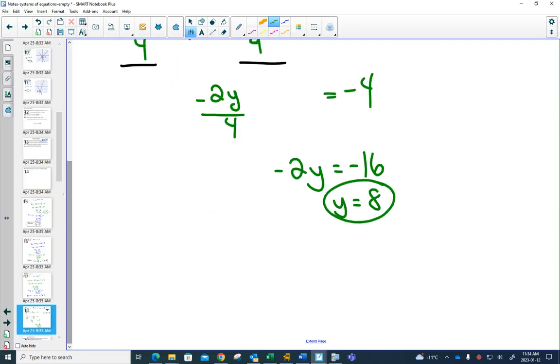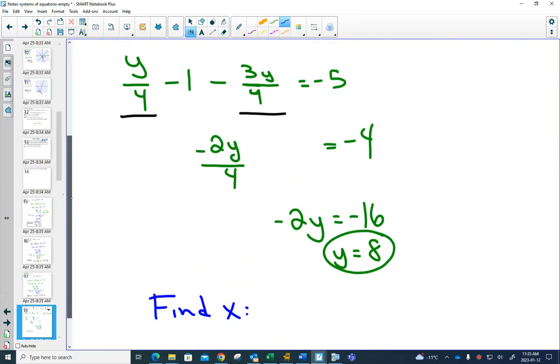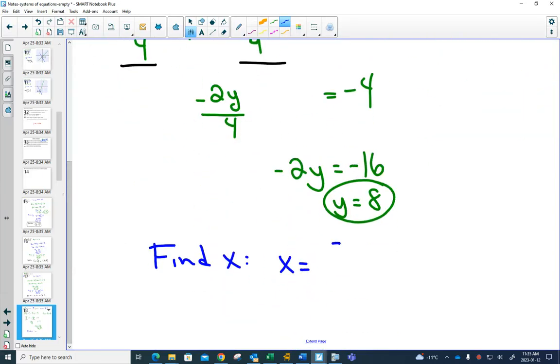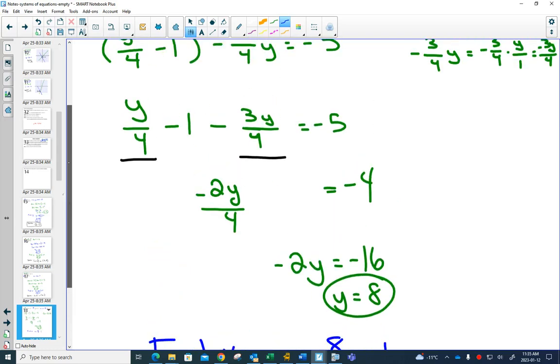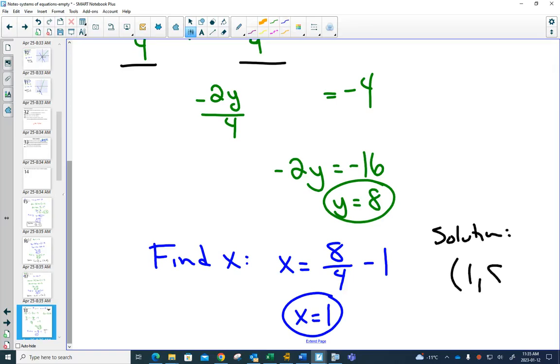But once you've found y, we can now find x. I'm going to use the blue equation because I got x by itself. X is equal to y over 4 minus 1. Yeah, 8 over 4 is 2. 2 minus 1. So, we got our solution to be 1, 8.